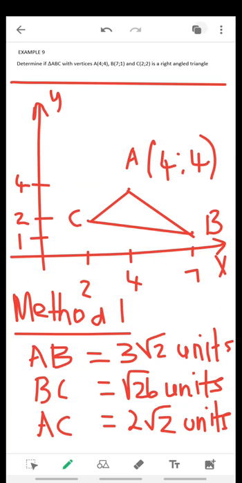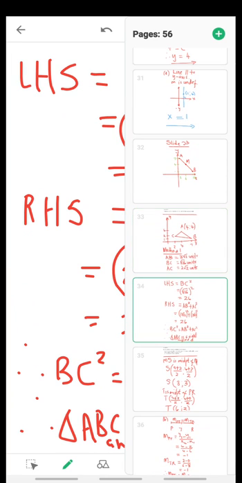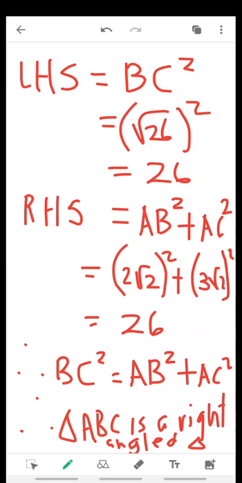Now, after I've done that, let us check. I let BC be my left hand side. Then I said, if that's my left hand side, let me square BC. So square root 26 all squared, the answer was 26. Then I said the sum of the squares of the other two sides, which are AB and AC, let them be my right hand side. So AB squared plus AC squared, which was 2 square root 2 all squared plus 3 square root 2 all squared. I also got the answer 26.